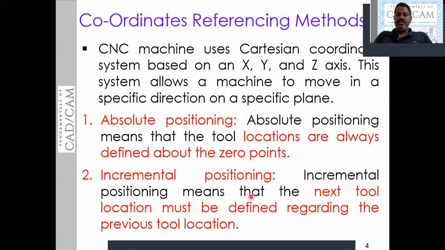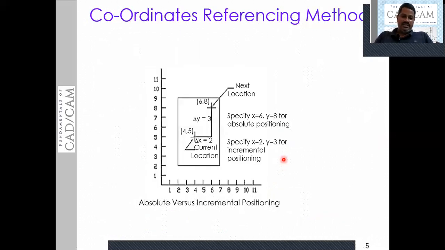But in the case of incremental positioning, the next location of the tool as well as the table is referenced with respect to the previous location. So the previous location is the starting point for the increments. We will see this with an example in the next slide. Assume that you have an x-axis here and a y-axis here. You can see the coordinate values to some extent in this case. Then you have one location here, point 1. Its coordinates are 4, 5. The first point or the current location of this tool is at this location. Its coordinates are 4, 5.